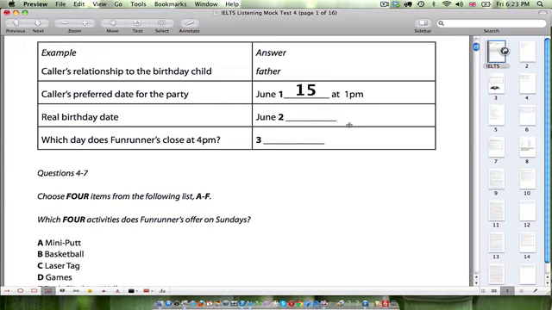The child's real birth date was June the 17th. Which day does Fun Runners close at 4 p.m.? The answer here is Sunday.